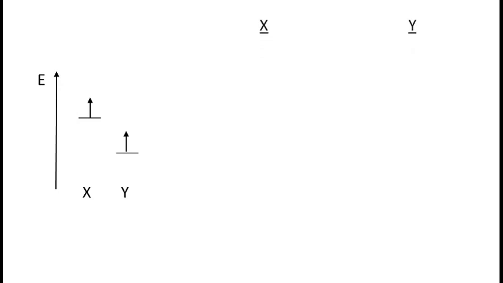Let's consider what we know about the properties of X and Y. Remember that ionization energy is the energy it takes to remove an electron from the atom. Since the electron in X starts at higher energy, it will take less energy to remove it, and X will have the smaller ionization energy. Y will have the larger ionization energy.